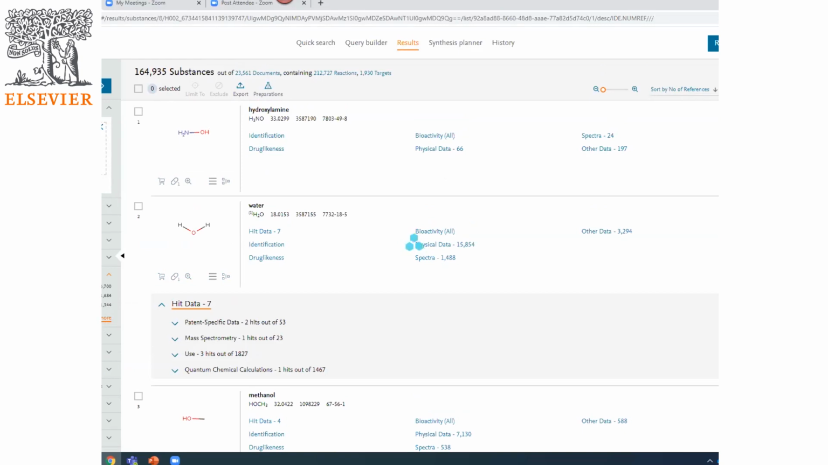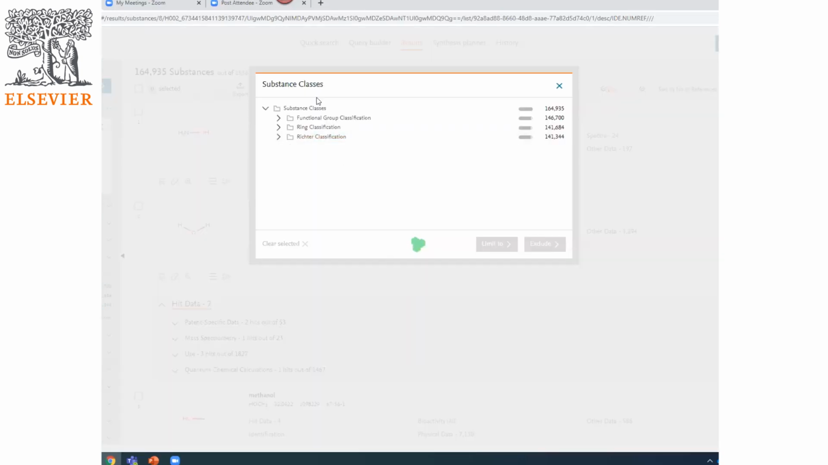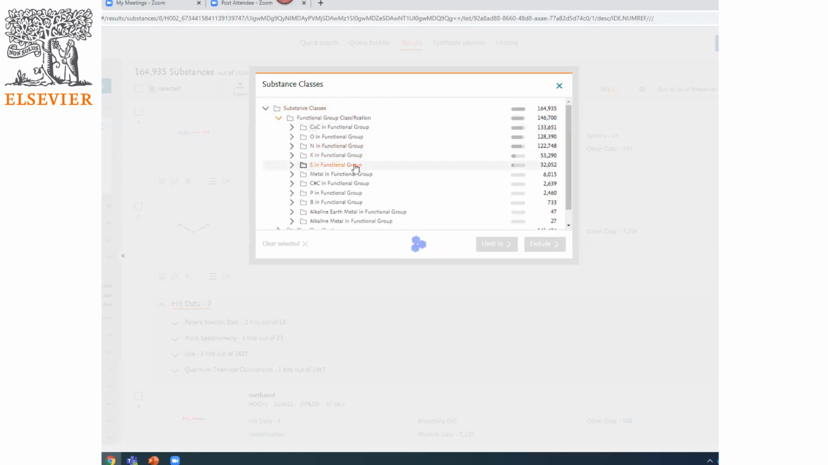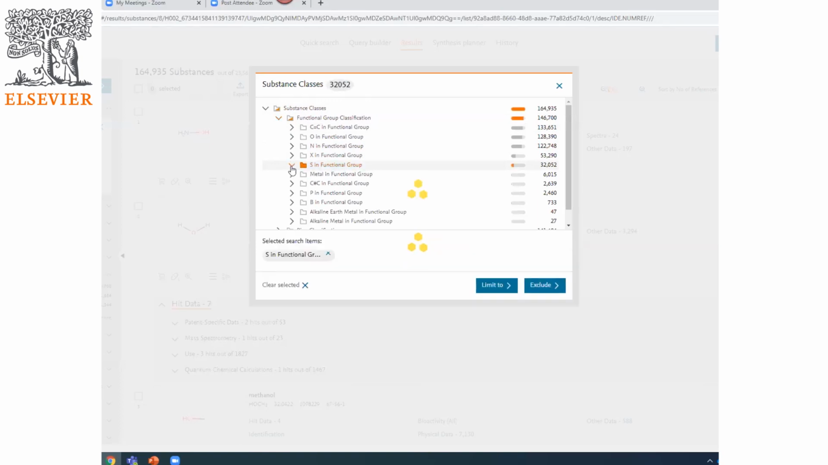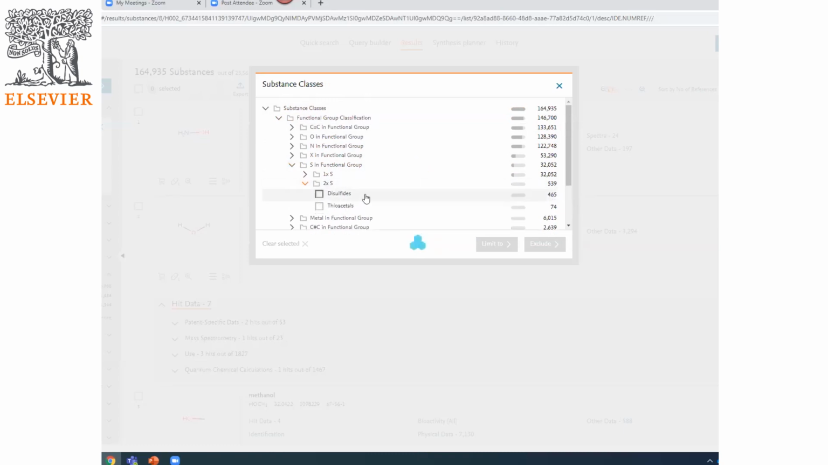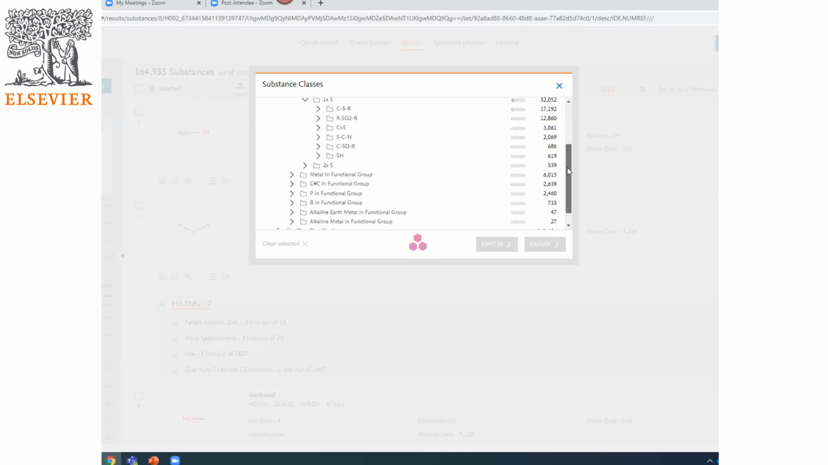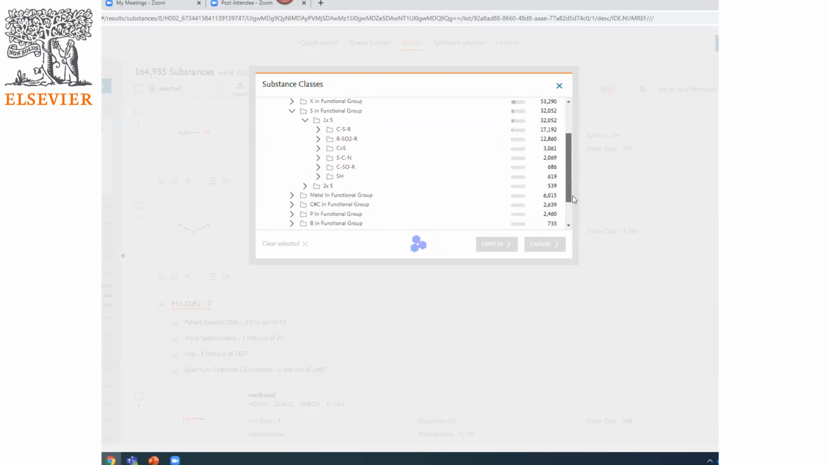It would be much more convenient to click here, view more. And these substance classes have 3 views, so you can go deeper. For example, if you are interested in all compounds which have sulfur, you just need to click here, or you even can go in more detail. 1 sulfur, 2 sulfur, what does 2 sulfur mean? Disulfides, thioacetals is 1 sulfur. You see, there is a different number of compounds.